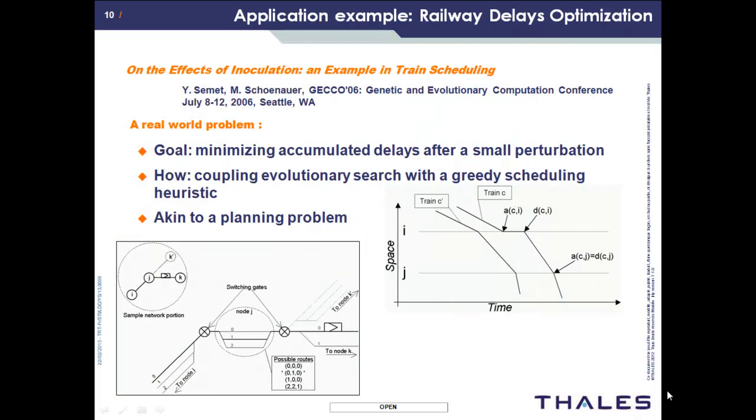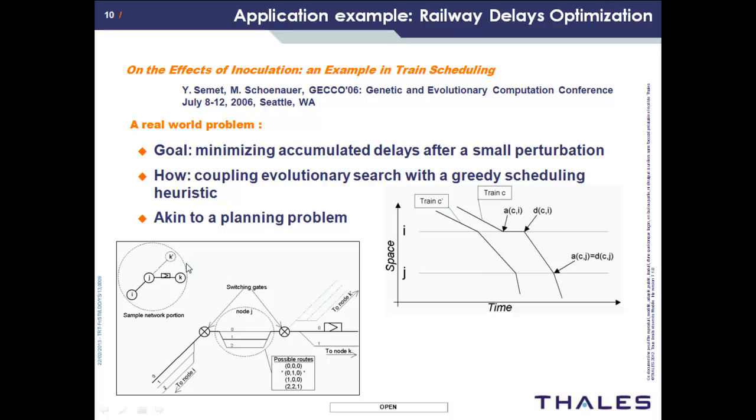This is an example of a real-world application for evolutionary algorithms, research work that was published in 2006. The goal of the problem is to minimize accumulated delays for trains after a small perturbation, which means a train being delayed for a few minutes at a station. This is illustrated by the space-time diagram you see here, where it's pretty clear that train C, going from station I to station J at this particular timestamp, will be disturbed if train C prime is delayed at station I, preventing train C to arrive at the station at the predicted timestamp.